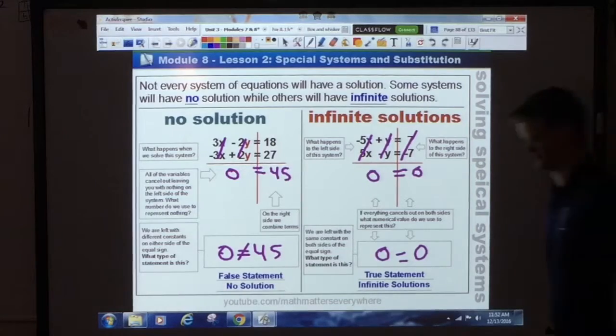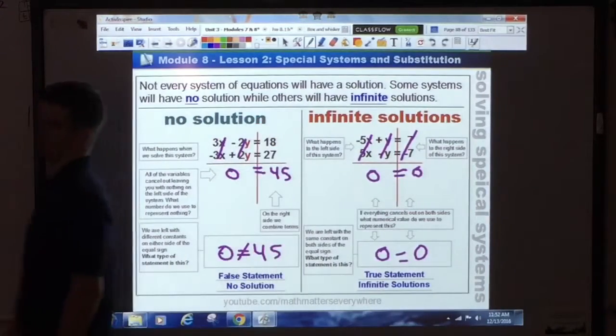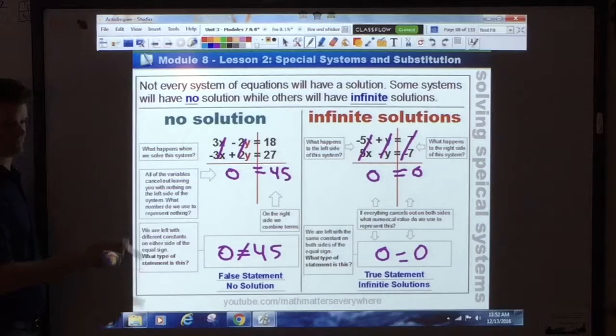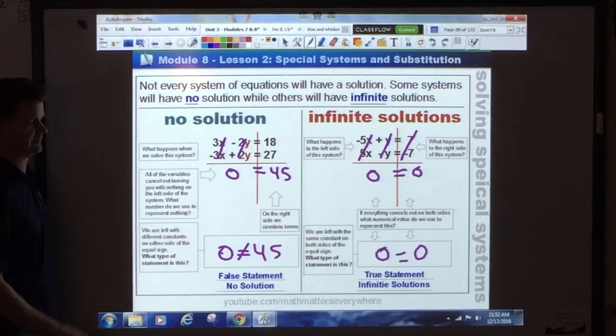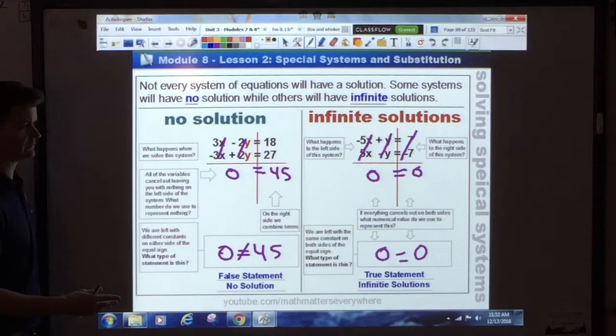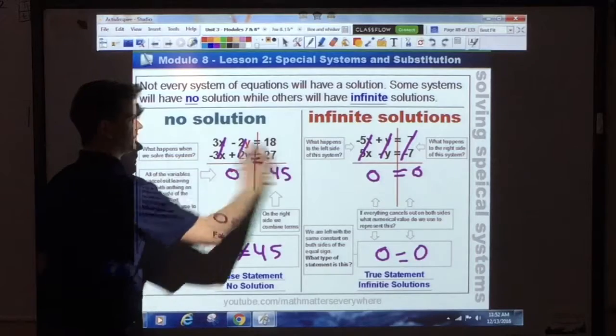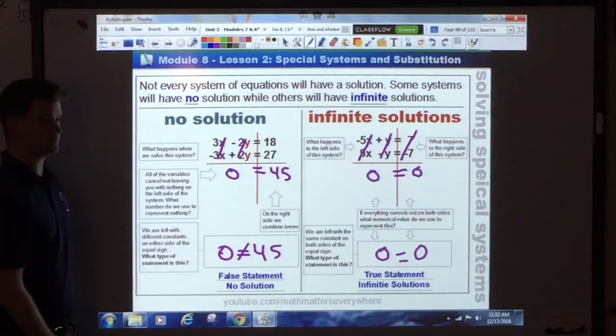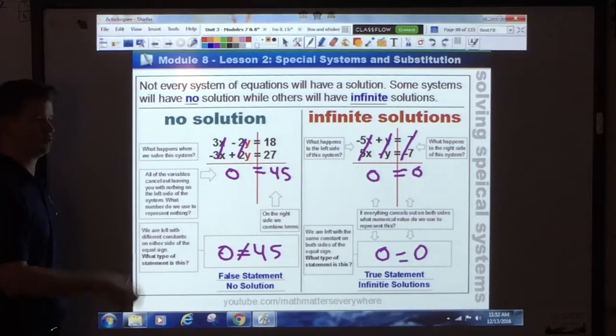So, if you solve it and you end up with a false statement, that's no solution. If you solve it, all the variables cancel out, you end up with a true statement, that is infinite solutions. These are not difficult. I think these are actually easier than some of the other systems we solved. However, not all of them are written nice and neat like this. Sometimes you will have to go in and multiply one of the equations before everything will cancel out.